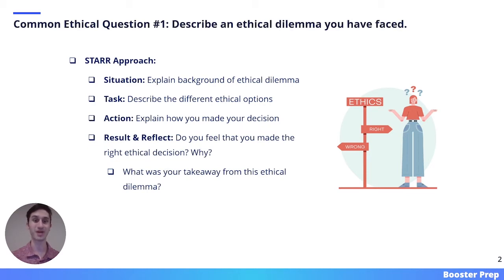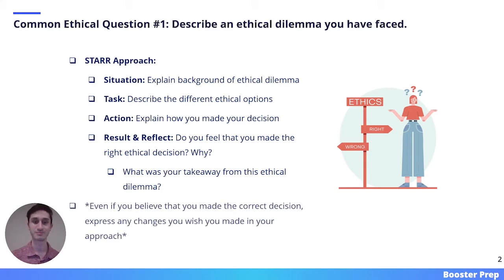Lastly, you have result and reflect. You need to answer the question, do you feel that you made the right ethical decision, and explain why. You should also talk about your takeaways from this dilemma and connect them back to the story. Even if you believe that you made the correct decision, you should express any changes that you wish you made in your approach. This shows a deeper level of ethical analysis.